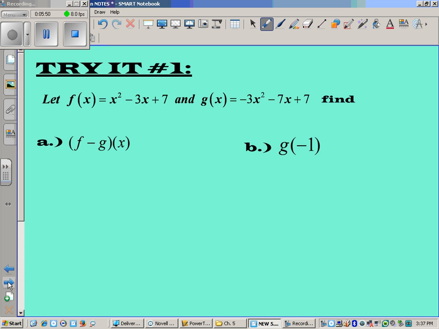I'd like you to try some. So here's try it number 1. If f of x is x squared minus 3x plus 7, and g of x is 3x squared minus 7x plus 7, will you do these two? A, find me f minus g, and on part B, will you find me g of negative 1? I'll give you a couple minutes to do those, please.